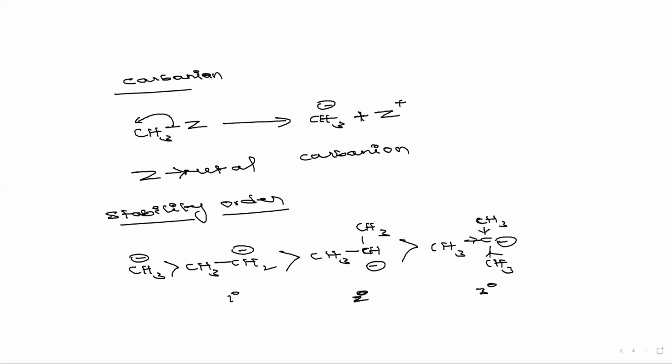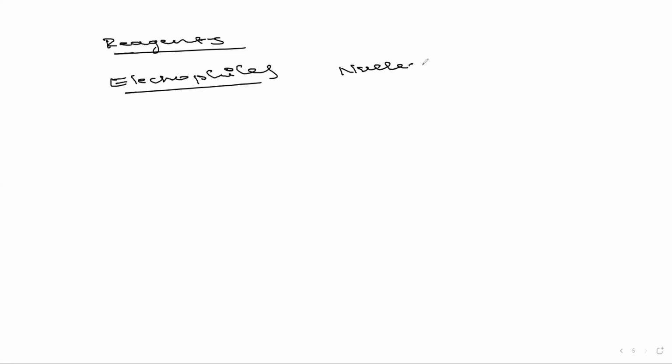Next we'll start reagents. When you take reagents, the species or compound which attacks a substrate molecule and brings about a chemical change is called a reagent. There are two types of reagents, which we call electrophiles and nucleophiles.